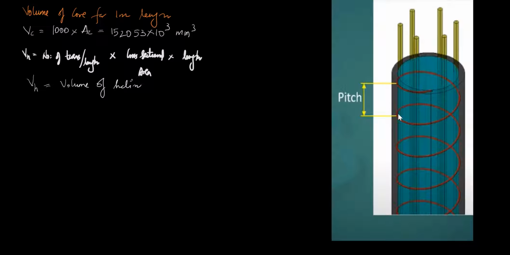That is, 1 turn means going from here, then going like this, like this, like this. This is 1 turn. So if I am considering cross-sectional area into length, it will give you the volume for 1 pitch or 1 turn. Into number of turns will give you the total volume of the helix per meter length.